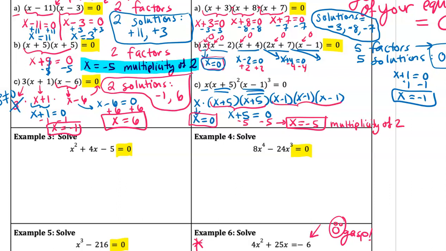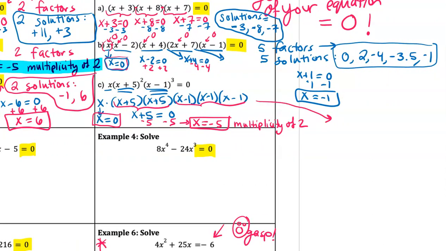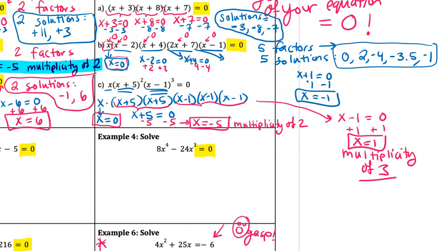Then I have 3 of these x minus 1s. So 3 times that could equal 0, and that would equal 0 if x is 1. So I have 3 solutions of 1. So we would say that's a multiplicity of 3.